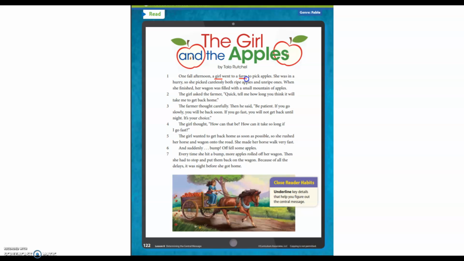All right, so the girl asked the farmer, "Quick, quick, tell me how long you think it will take me to get home." The farmer thought carefully. Then he said, "Be patient. If you go slowly, you will be back soon. If you go fast, you will not get back until night. It's your choice."